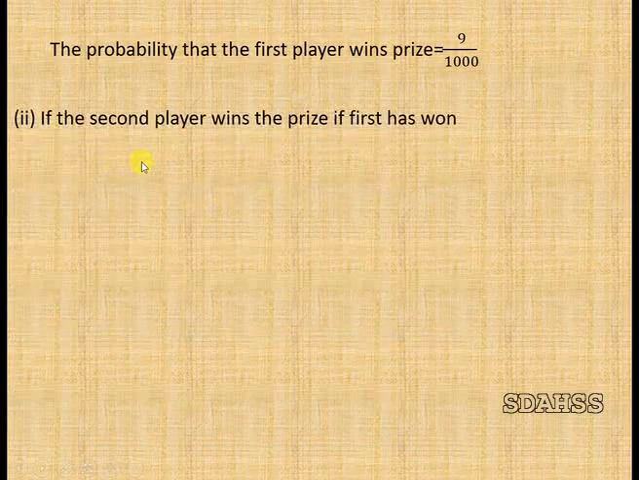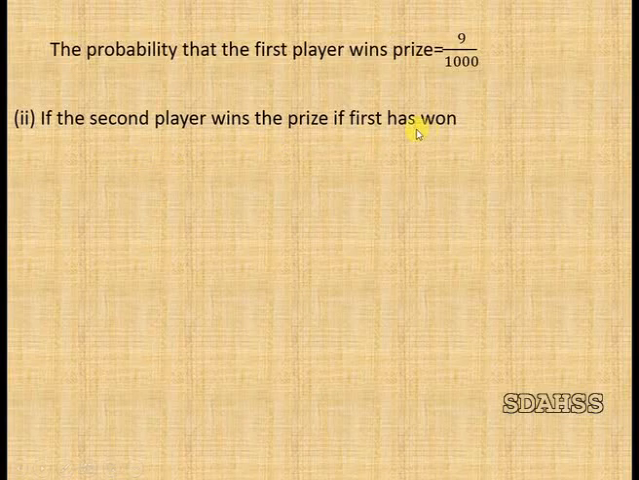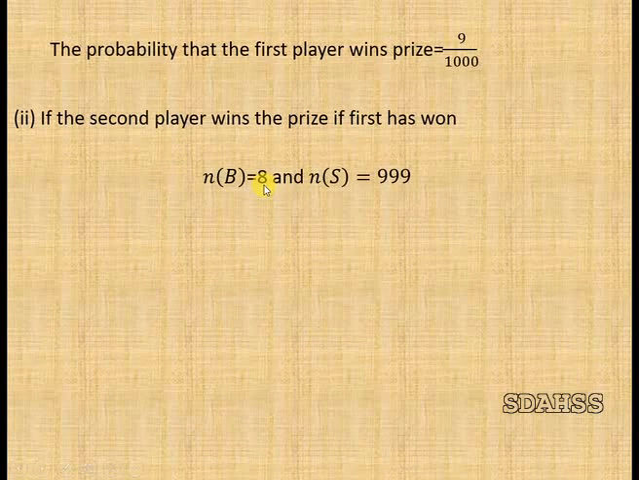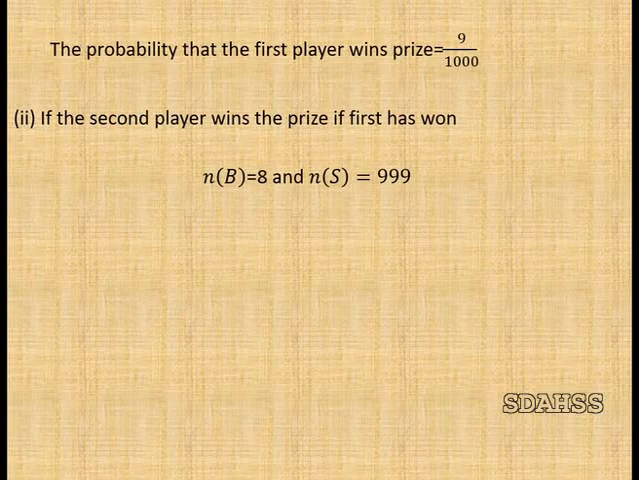Subdivision 2. The second player wins the prize if the first has one. Totally there are 1000 numbers. One card is not replaced. So out of 1000 we have one card that is not replaced. So n of S is equal to 999.